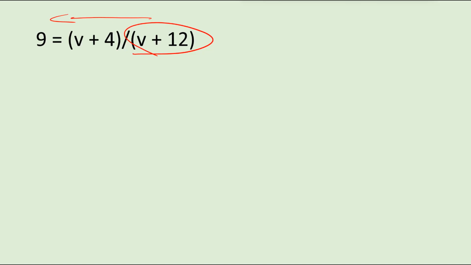They have been grouped, they're in brackets. So it's a grouping that we're taking across. So we now have 9 times v plus 12, because when the v plus 12 was on the right-hand side of the equation, it was divided by. Now that it's on the left, it's become multiplied by. And of course, we still have our v plus 4 on the other side.